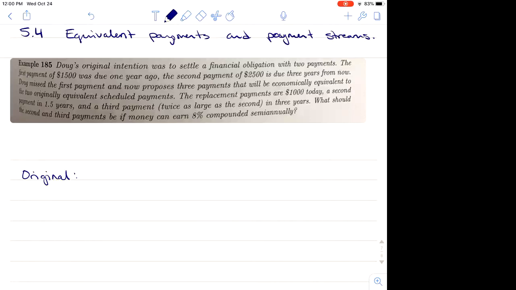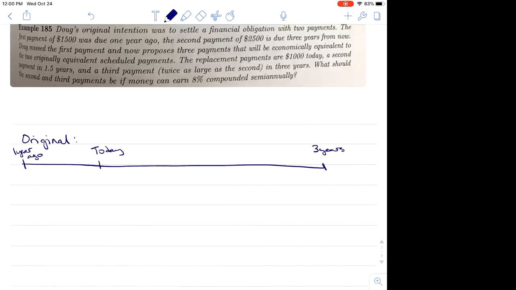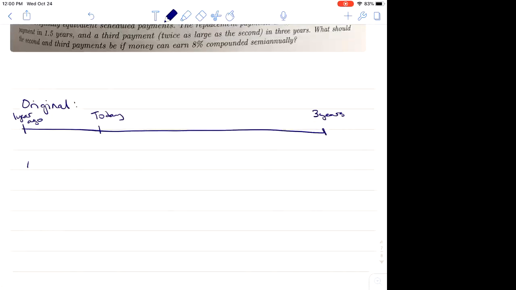Yeah. So the original payment schedule, right? So he was going to make 2 payments. So from today, he had 1 a year ago that he missed, and then 3 years from now. All right, so the original payment schedule would look something like this. So today, and 1 year ago, and 3 years from now. Just kind of untangling this mess before I make my timeline.